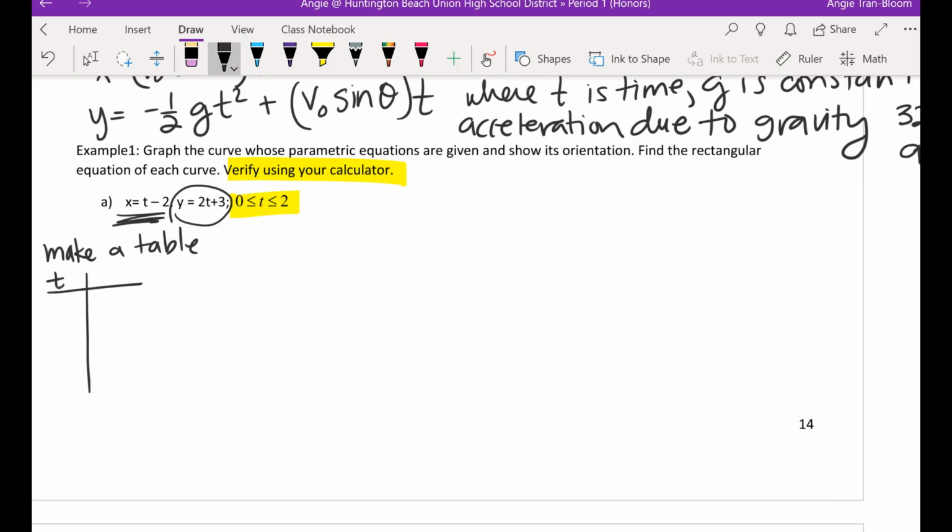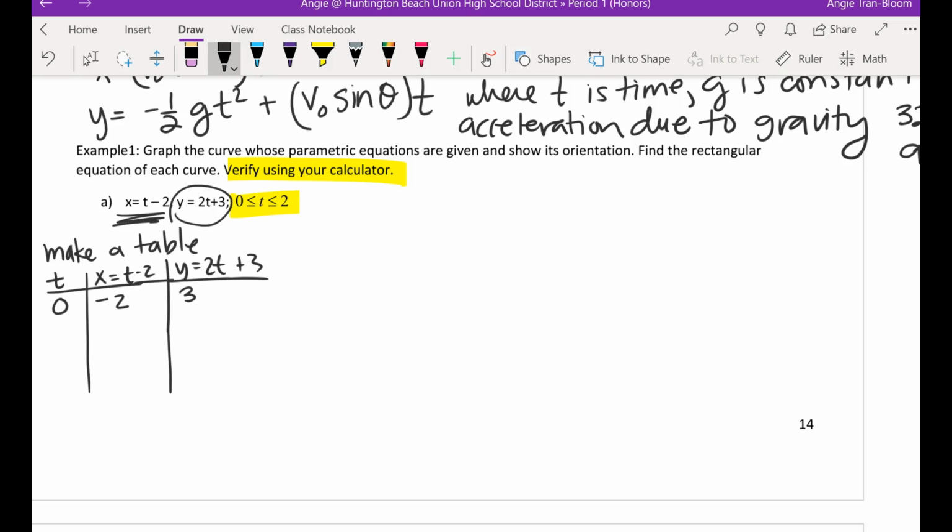So here we go. At the beginning of t, what's x? That's where we're going to plug in. X equals t minus 2, and then we're going to find y as well. Y is 2 times t plus 3. So when we first start out, t equals 0, 0 minus 2 is going to be -2. Then when t is 0, 2 times 0 plus 3 is 3.